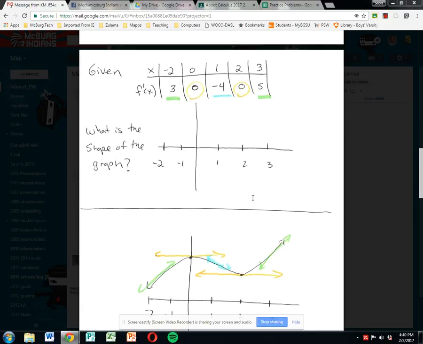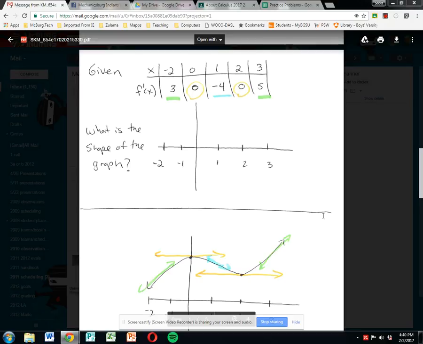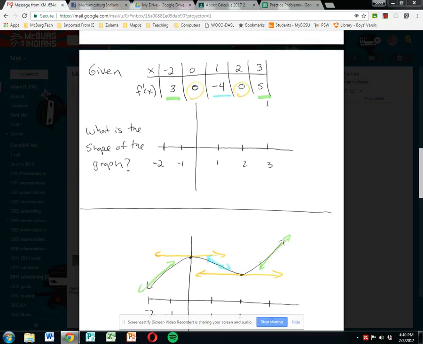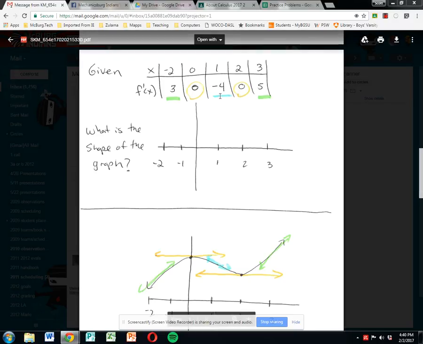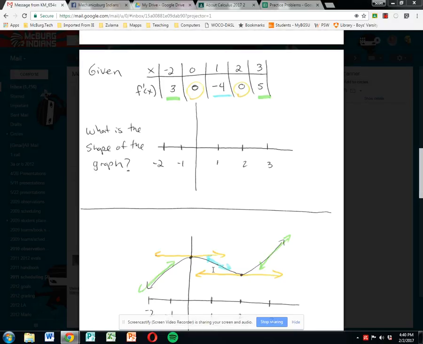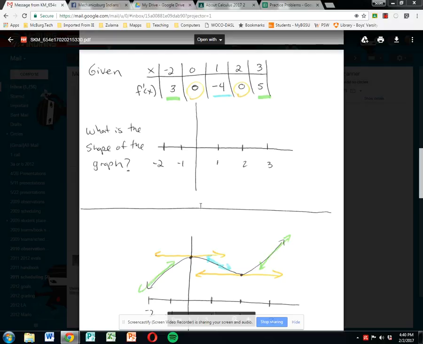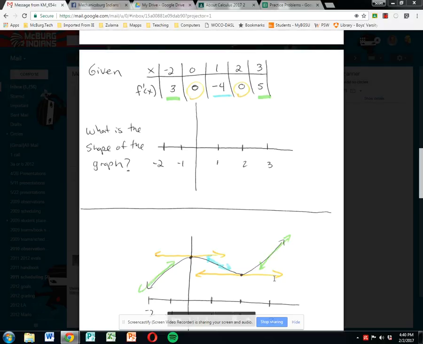Okay? The graph should look something like this. Again, to the left of 0, it should be increasing. At 0, it should be horizontal. Between 0 and 2, it should be decreasing. And to the right of 2, it should be increasing. Again, positive derivatives, positive slopes, increasing. Negative derivatives, negative slopes, decreasing. 0 derivatives, 0 or horizontal slopes, chances are these are turning points.